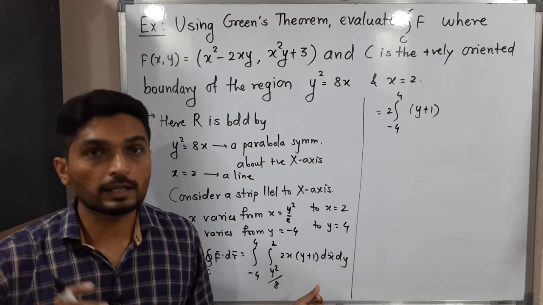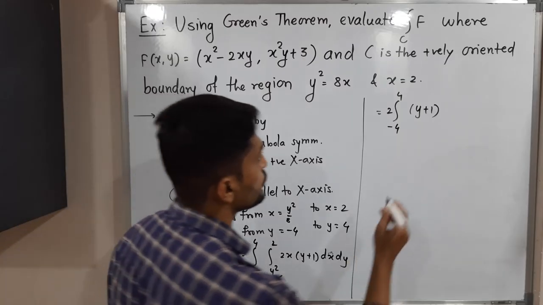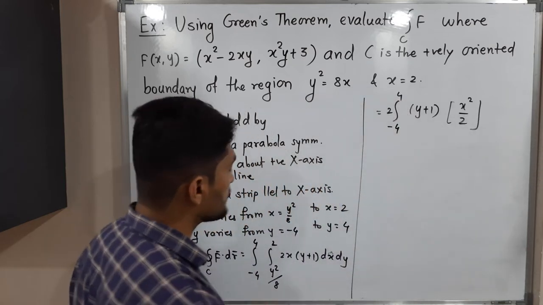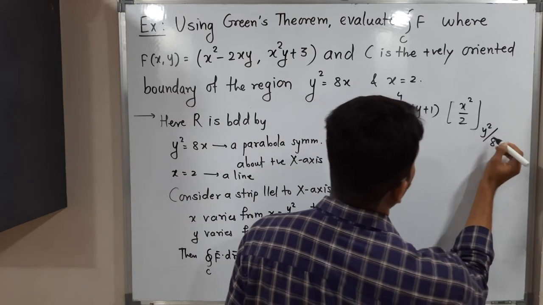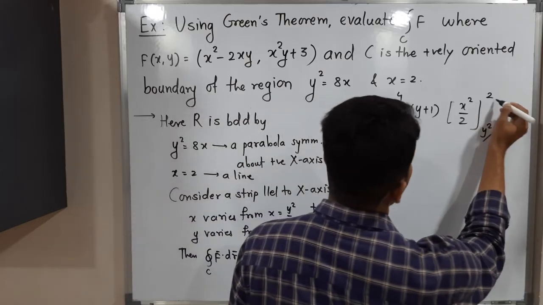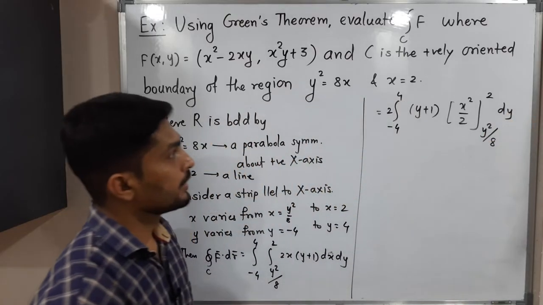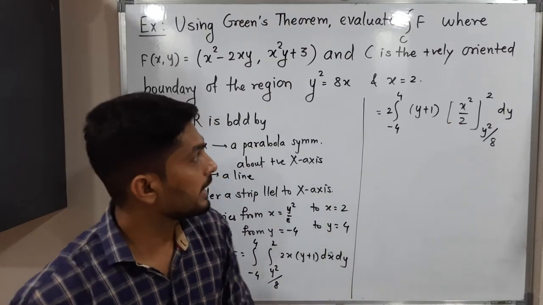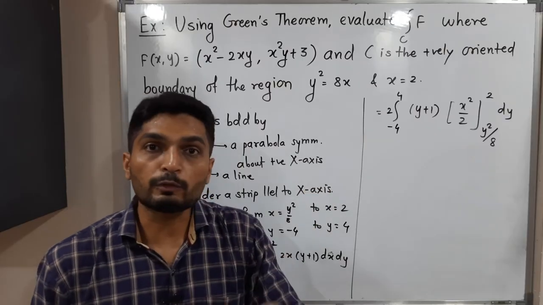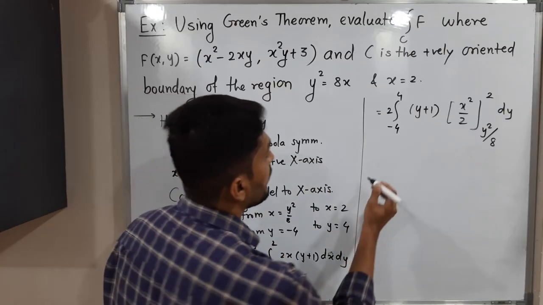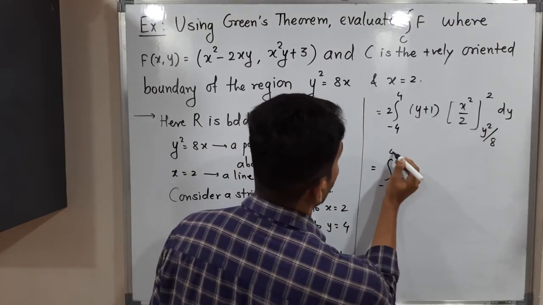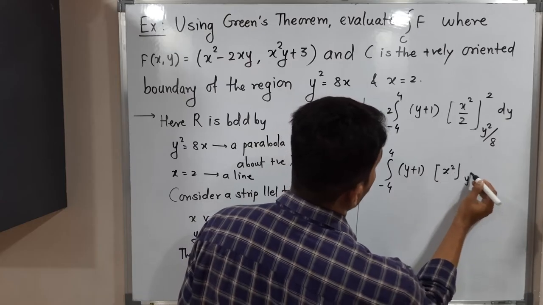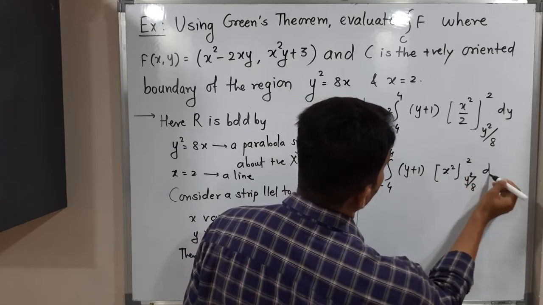So the integration of x is x square by 2. So let me write here, it is x square by 2 with limits. What are the limits we have? Y square by 8 and the upper limit is 2. And we have dy. So that 1 by 2 is constant, it will come directly outside the integration, but that 2 is already waiting for it. So 2 and 1 by 2 will cancel each other and we will have integration from minus 4 to 4 of (y plus 1) and simply x square from y square by 8 to 2, dy.